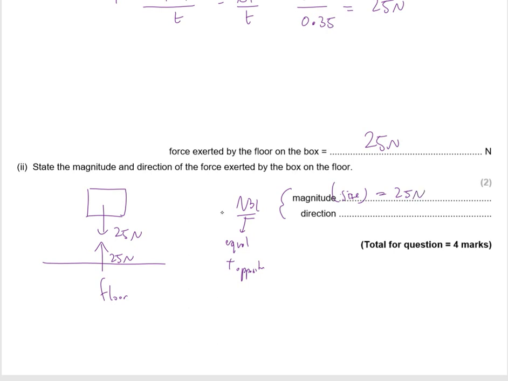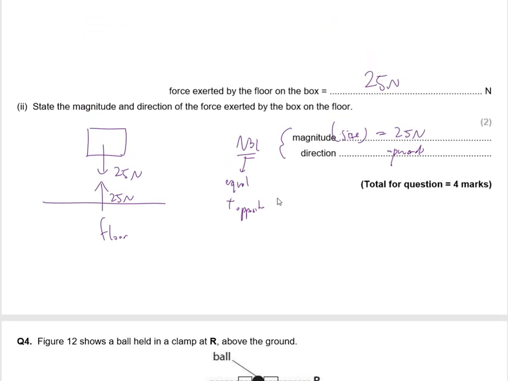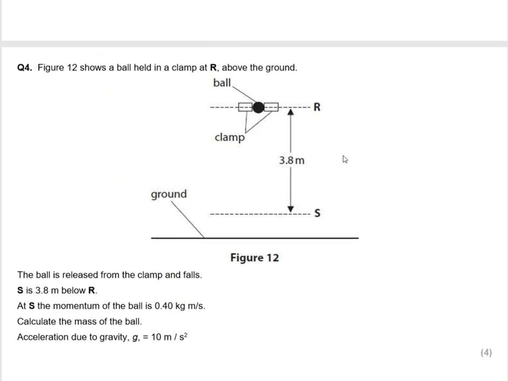The direction, in this case, the floor will be acting upwards. The floor will be pushing upwards. So for this one, you need to know Newton's third law. For every action, there's an equal and opposite reaction. So we have the box, which is exerting a force on the floor. Therefore, the floor will also exert a force on the box. That's how it all comes up.